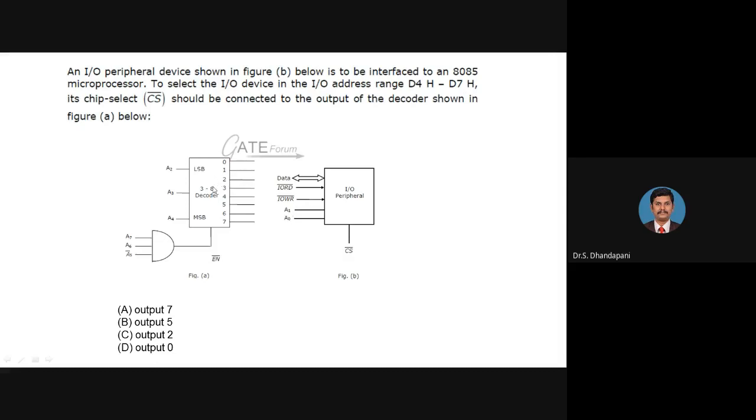The decoder connections are also already given in the question. We have only one option. Out of the 8 outputs, which output do we want to connect to chip select bar? Four options are given, though the question uses only 4 of the 8 outputs: output 7, output 5, output 2, or output 0. Let us analyze.